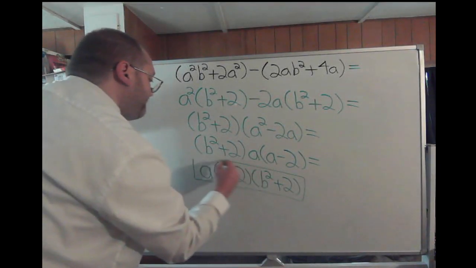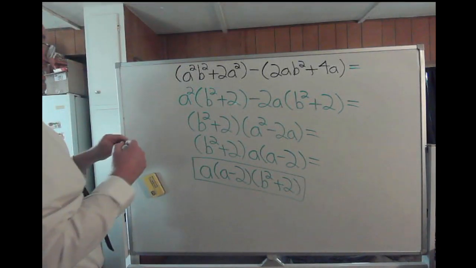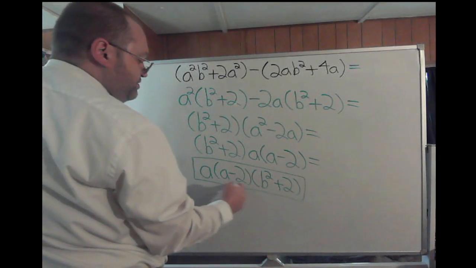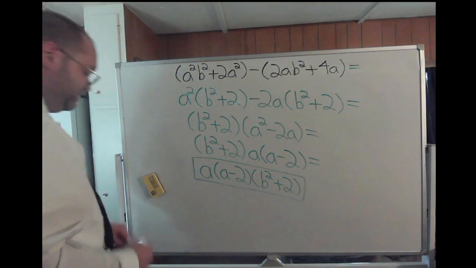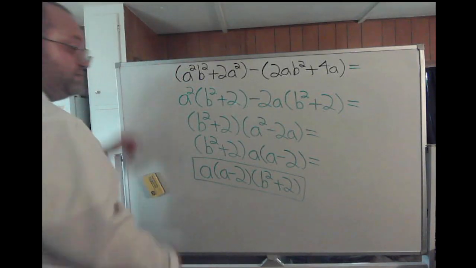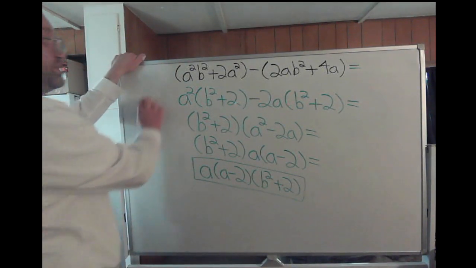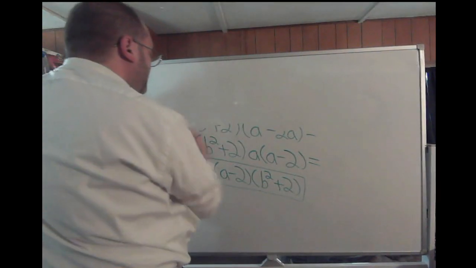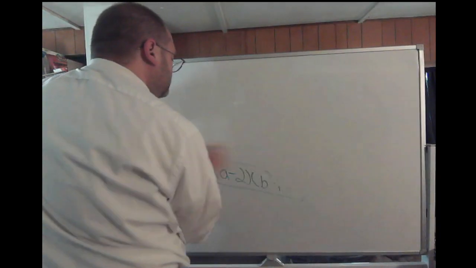So yes, the factorization you get is a times the quantity of a minus 2 times the quantity of b squared plus 2. And that's all the further we can go for factoring those. Two more, then we're done.